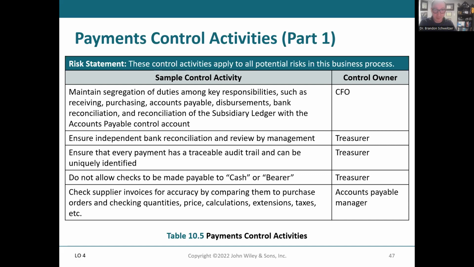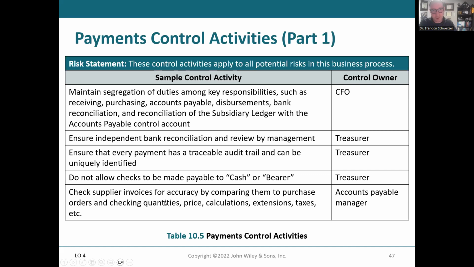Don't allow checks to be made out to cash or bearer. That's extremely risky. The only time that should ever happen is for a petty cash fund to be established or reimbursed. And it should actually be verified by two people, the treasurer and the CFO or CEO.